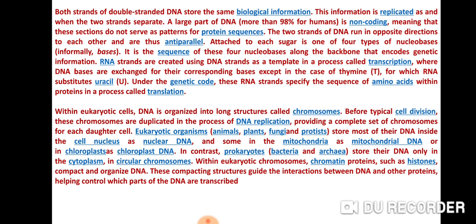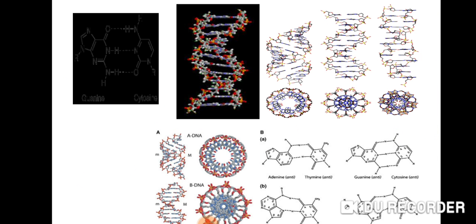Within the eukaryotic chromosomes, chromatin proteins such as histones compact and organize DNA. These compacting structures guide the interactions between DNA and other proteins, helping control which parts of the DNA are transcribed.